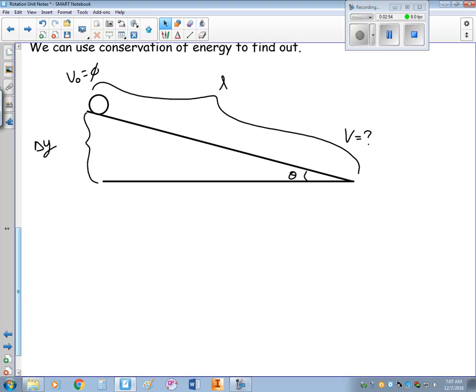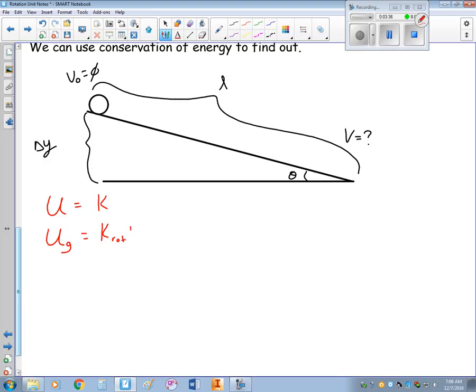So conservation of energy tells us that as long as there are no non-conservative forces, all the energy in the system will remain constant. The mechanical energy will remain constant. So what that means is all of the starting potential energy must equal all of the final kinetic energy. In this case, we're starting off with gravitational potential energy because there's only one force acting on this. It's a gravitational force, and that is conservative. At the end of the ramp, this thing will be rotating, so it will have rotational kinetic energy.